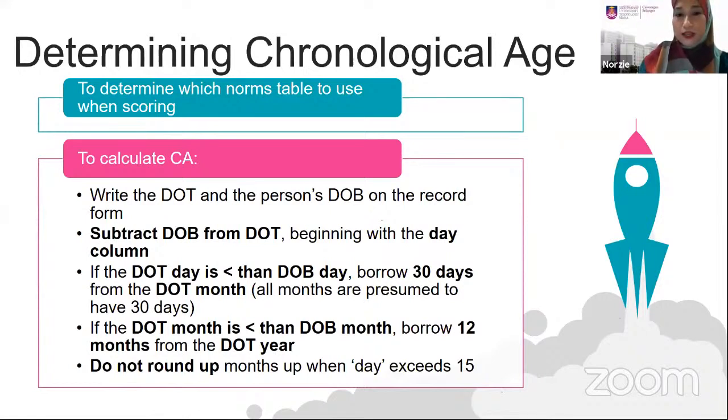When you have calculated the chronological age, make sure that if you gain 15 days, do not round the months up. Just leave it there. Okay, let's go to the next slide.